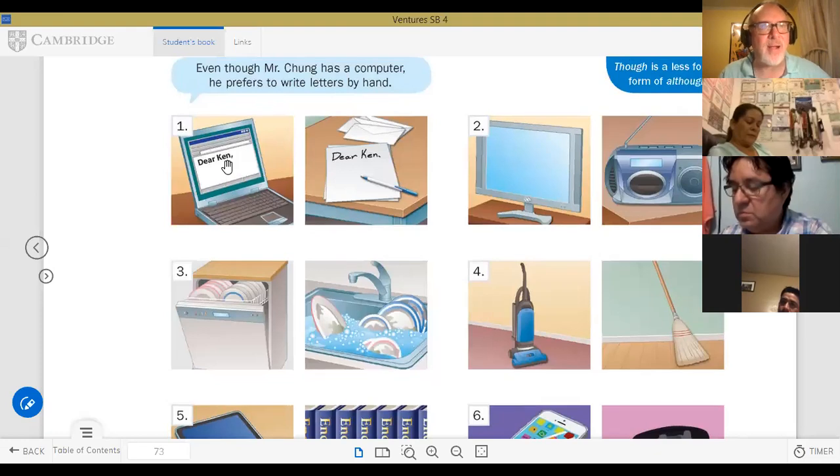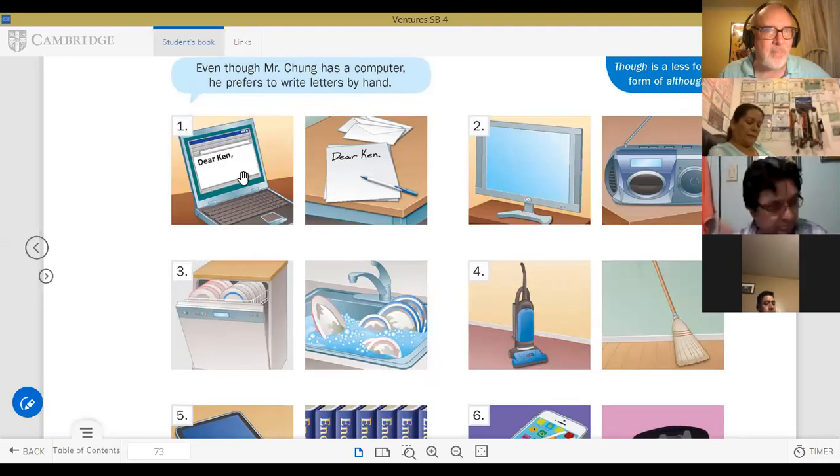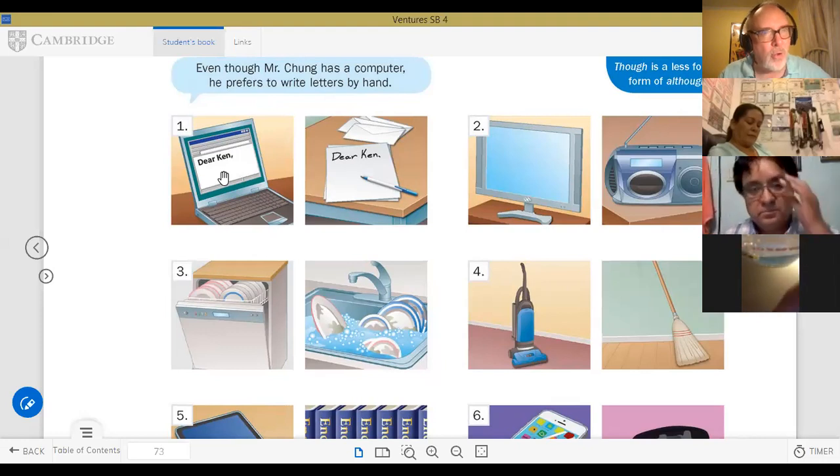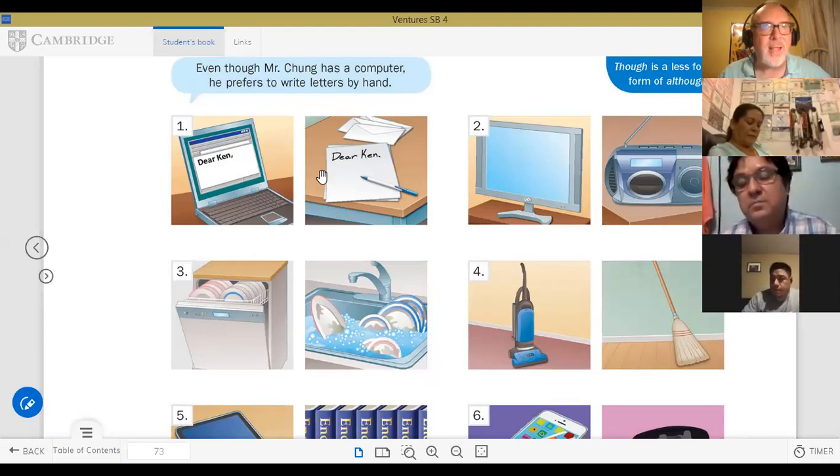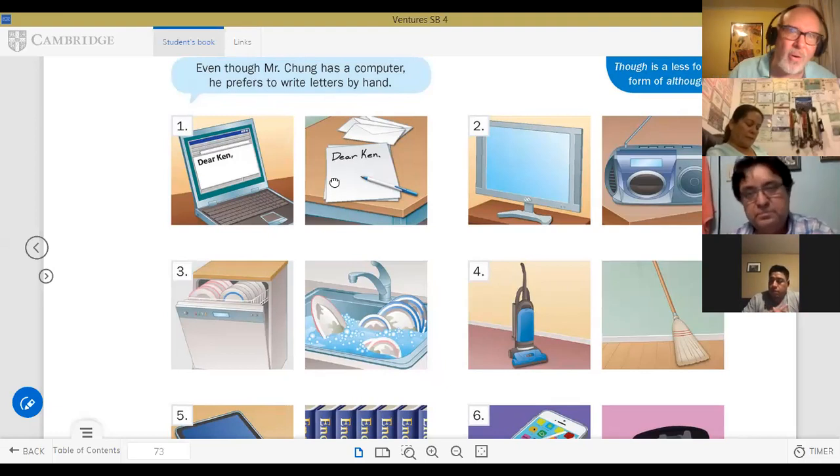I can say it with a conjunction, right? He has a computer, but he prefers to write letters. I could use a clause connector. Although he has a computer, he prefers to write letters. I could use a preposition. Despite having a computer, he prefers to write letters. And I could use a transition. He has a computer. However, he prefers to write letters, right? I've got four different options.